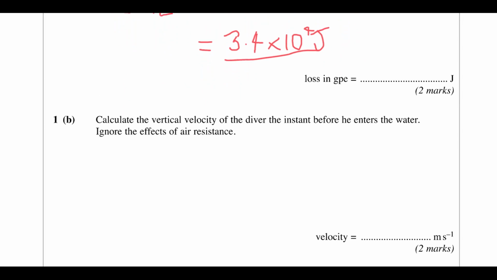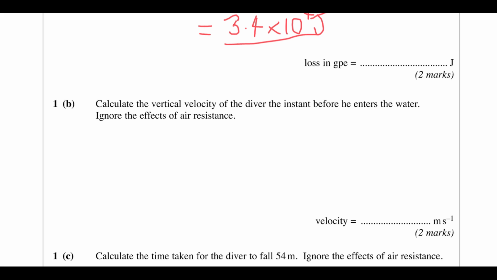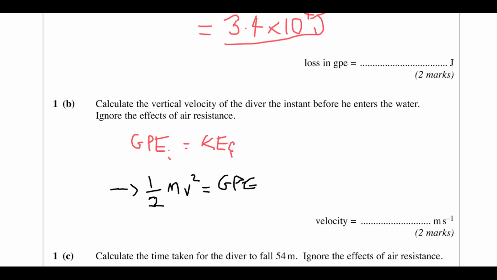Calculate the vertical velocity of the diver at the instant before it enters the water, ignoring the effects of air resistance. So if there's no air resistance, the conservation of energy expression is that the initial GP is going to be equal to the final kinetic energy, because it starts with no kinetic energy, and we're going to use the bottom as our zero GPE line. So what we can do then is equate half mv squared to the GPE, and we've calculated the GPE already.